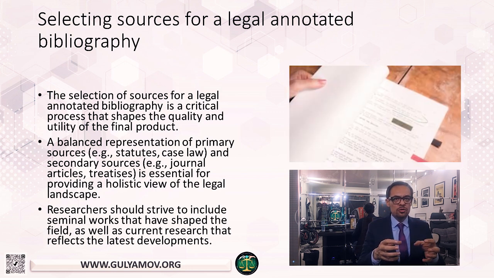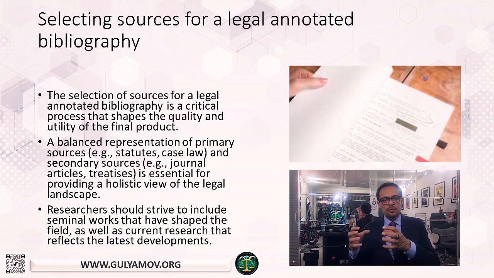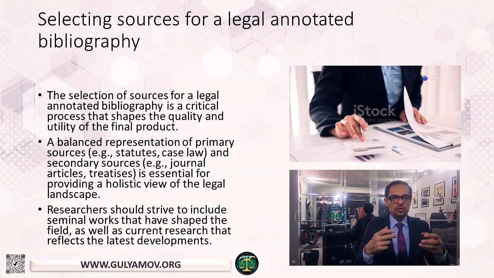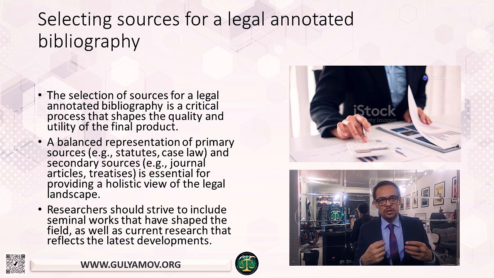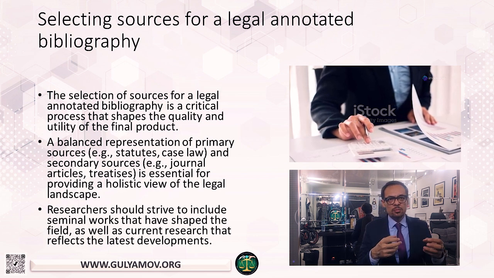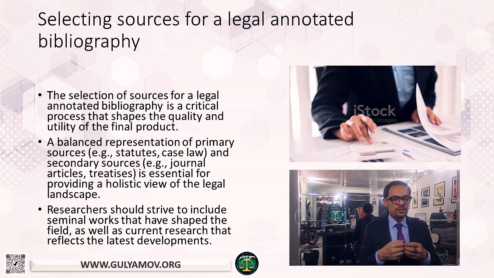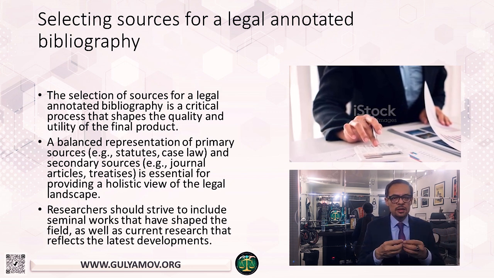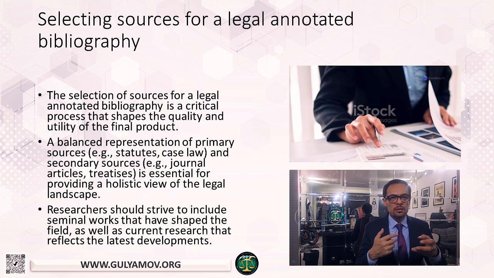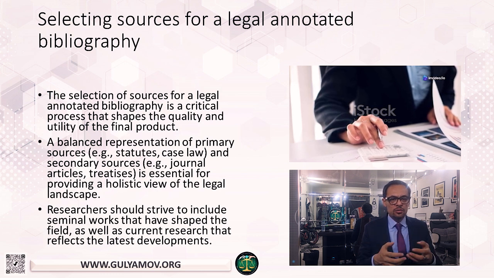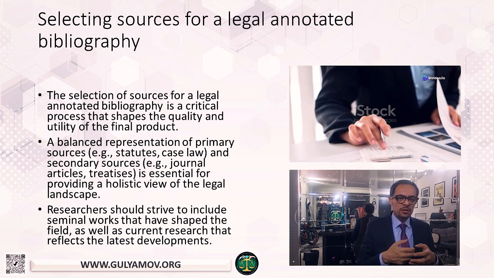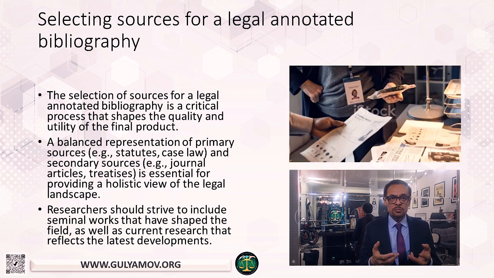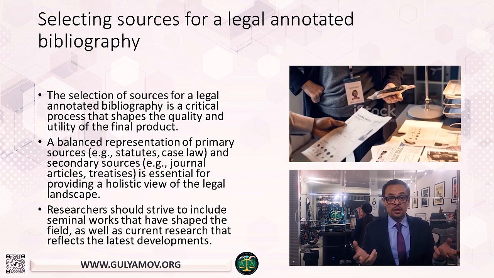The relevance and authority of potential sources should be carefully evaluated, considering factors such as the author's credentials, the publication's reputation, and the source's impact on legal thought. In interdisciplinary legal research, the challenge lies in integrating sources from diverse fields while maintaining a clear legal focus. For instance, a bibliography on law and artificial intelligence might include technical papers on machine learning alongside legal analyses of algorithmic decision-making.